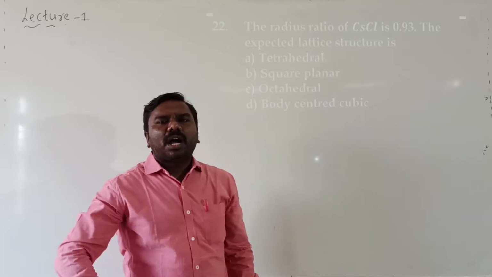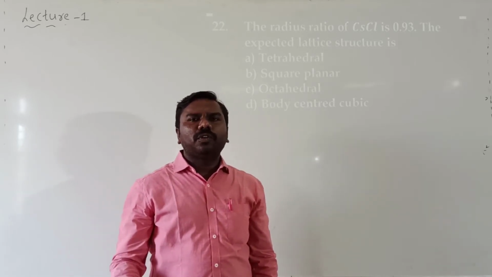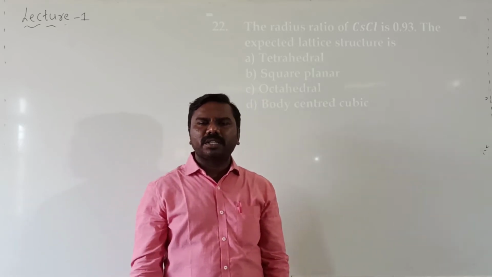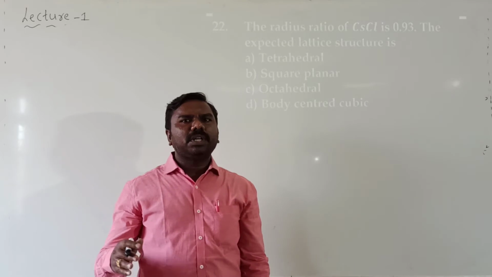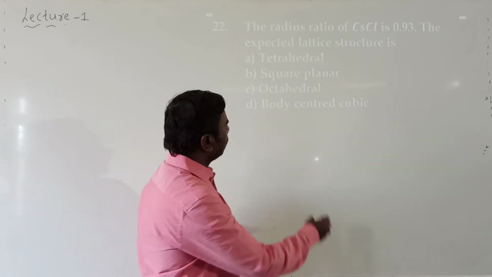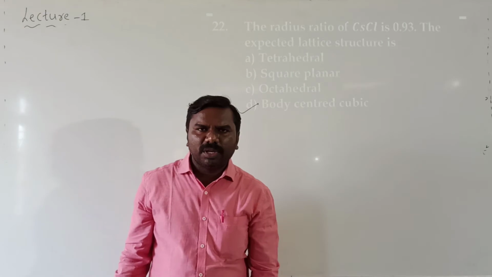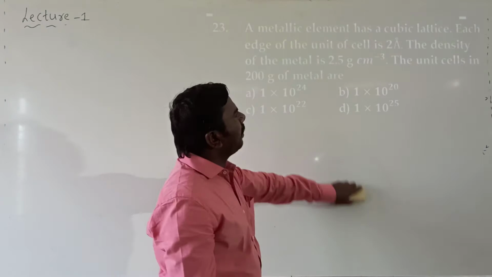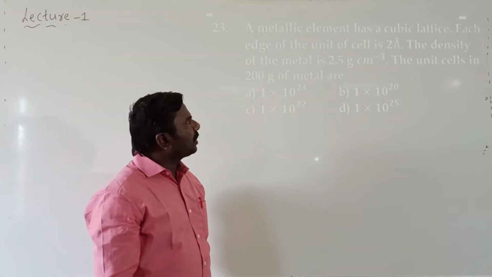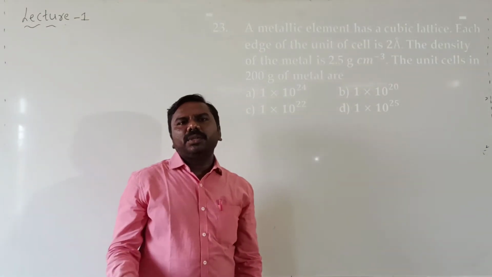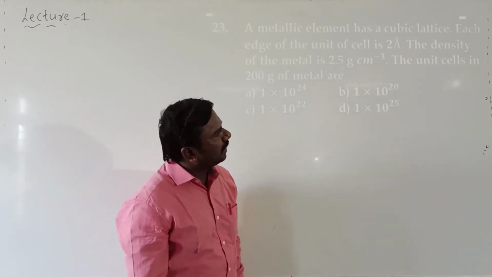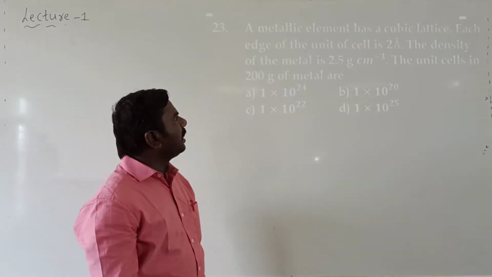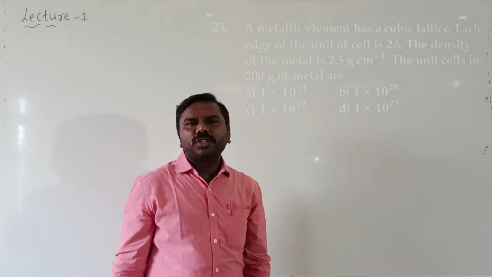As you know, from 0.224 to 0.414 is tetrahedral, 0.414 to 0.723 is octahedral, 0.723 and above is body centered. So it is body centered. A tabular form is given, follow it. Next. A metallic element has a cubic lattice. Each edge of the unit cell has length 2 angstrom units. The density given is 2.5 grams per cubic centimeter, and we need the number of unit cells in 200 grams.